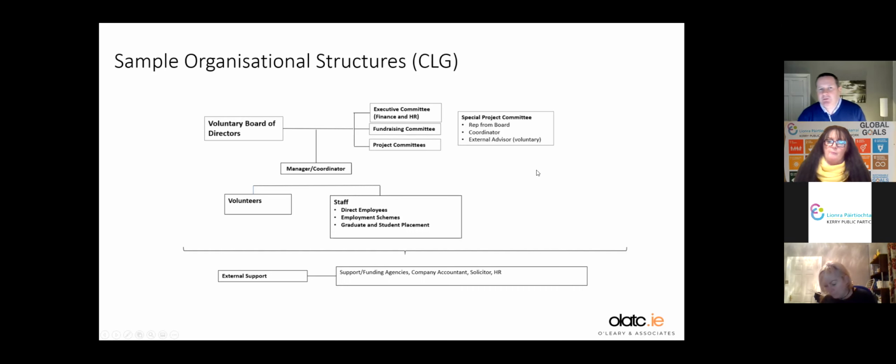Those 2 subcommittees would be your executive committee, which you can call whatever you want. It could be a working committee or a management committee. I just call it an executive committee because they're making executive decisions on behalf of the company and of the board. Under this executive committee, they would be responsible for finance and HR. Some groups would have a finance committee and a separate HR committee.